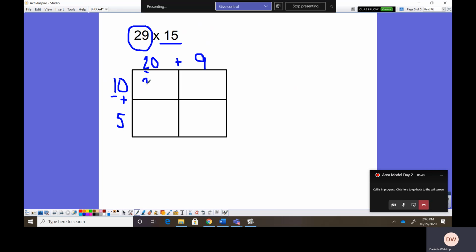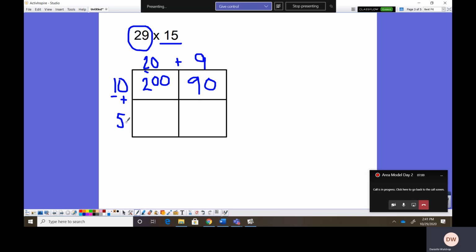2 times 1 is 2. There's 2 zeros. So I know it has to be 200. What's 9 times 10? Good. If you said 90, you are correct. 9 times 1 is 9. There's 1 zero there to work with, so I add that 1 zero, so it's 90.